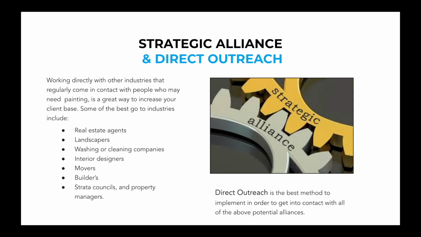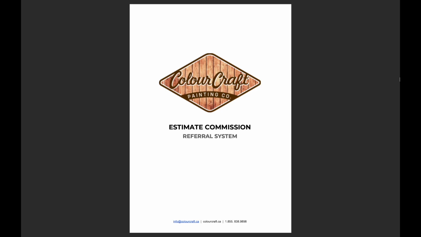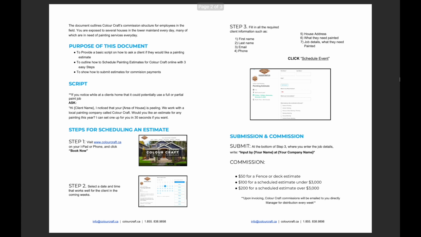But I'll give you an example right now. So check it out. So this would be a really simple system. I wouldn't put this page, but it would just be this document. The purpose of the document is to provide a basic script on how to ask a client if they would like a painting estimate, to outline how to schedule painting estimates with Colorcraft online in 3 easy steps, and how to submit estimates for commission payments. So that's the whole purpose of this 2-page document.